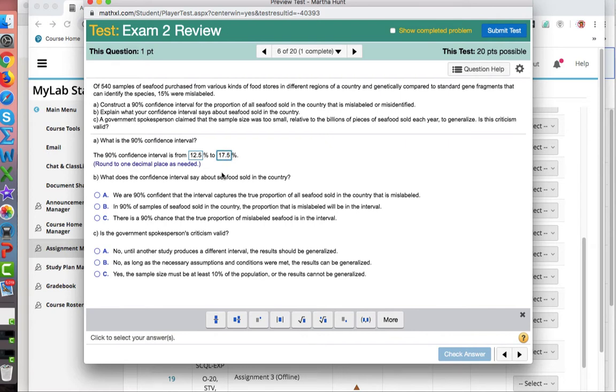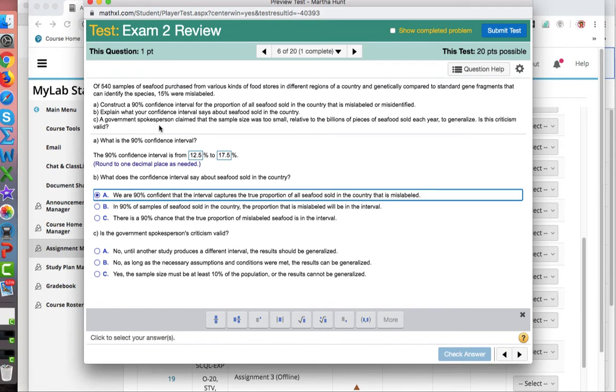What does this mean? It means that we are 90% confident that this interval captures the true proportion of all seafood in this country that is mislabeled.